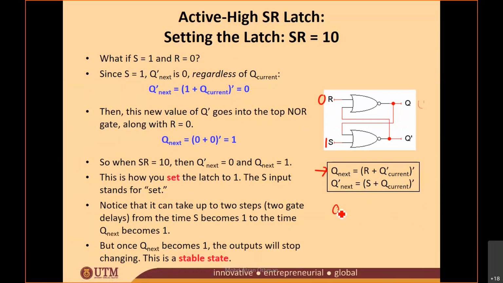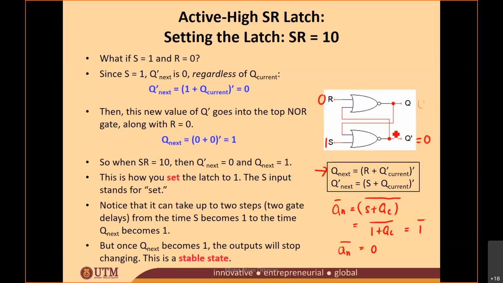So Q bar next sama dengan S tambah QC bar. Since kita punya S sama dengan 1, kamu akan dapat 1 tambah QC bar, which is 1 tambah dengan QC. Every time you plus with 1, kamu akan dapat 1. And then 1 bar, apa yang akan berlaku? Kamu akan dapat kosong. So Q bar next sama dengan kosong. This is the value, Q next bar, which is kosong.